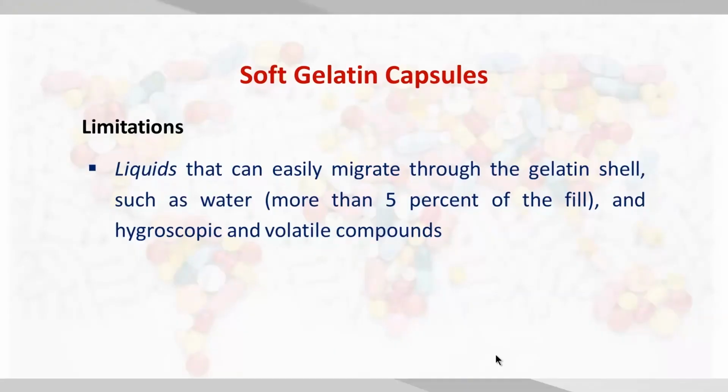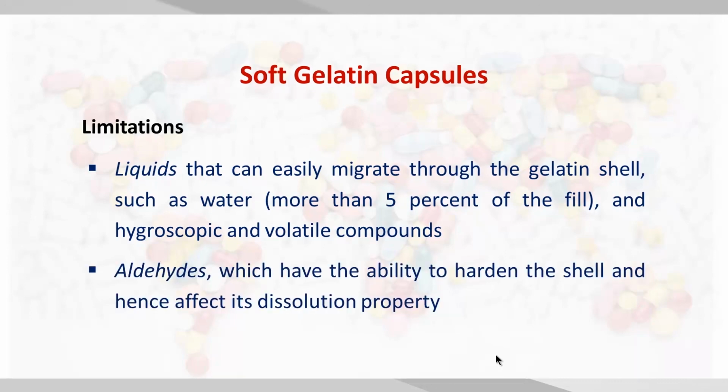Now, what are the limitations of the soft gelatin capsules? In case of liquids that can easily migrate through the gelatin shells, such as water, we should not use water more than 5% of the fill. The hygroscopic and the volatile compounds, we cannot use these liquids for the soft gelatin capsules. Aldehydes we cannot use. Why? Aldehydes have the ability to harden the shell and hence affect its dissolution property, the dissolution property of the cell as well as the formulation.